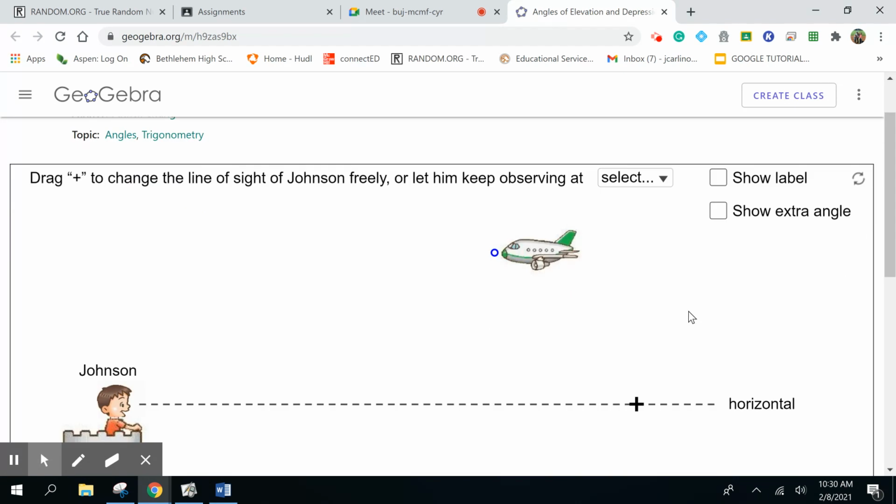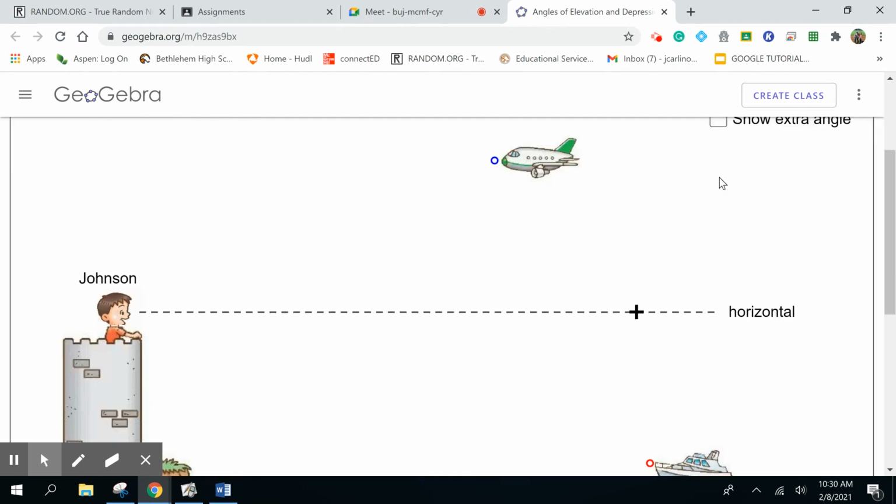Okay, so hopefully you guys at home are getting to this website right now. What I'd like you to do first is up top where it says show label. Could you just click on that for me, please? Show label. All right, so here we go.